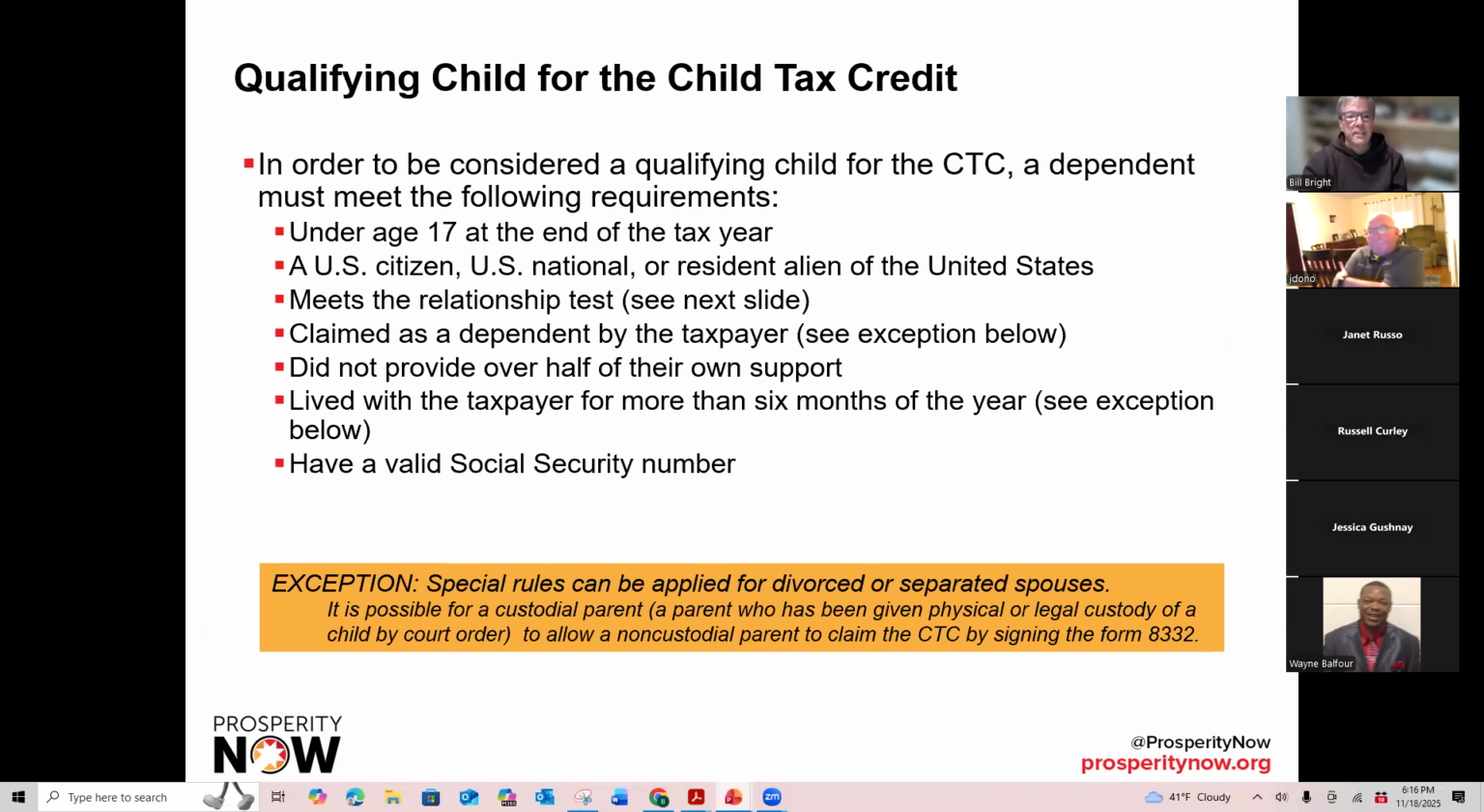The child must be under 17, which means if they turn 17 in 2025, they're no longer eligible. They must be a U.S. citizen, they meet the relationship test, they're claimed as a dependent, did not provide more than half their own support, which is generally pretty straightforward because they're children, and they lived with the taxpayer for more than 6 months of the year and have a valid Social Security number.